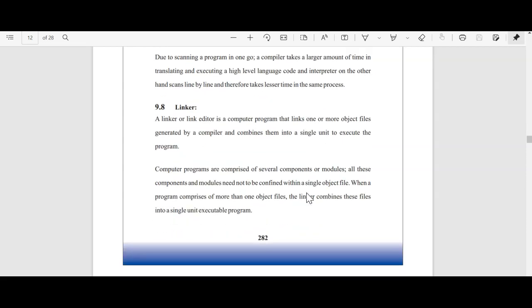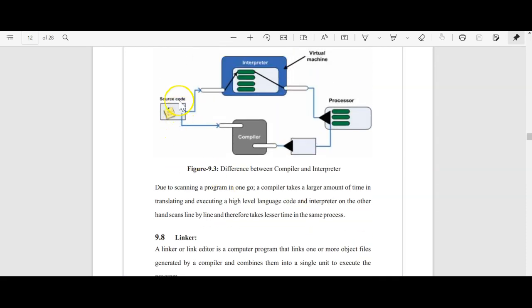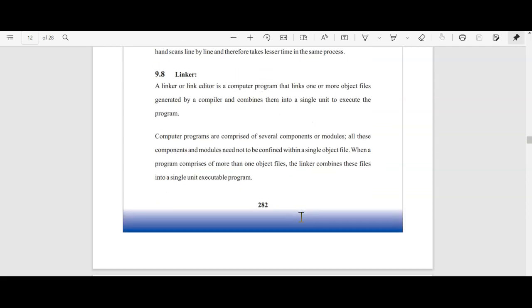So the linker is an additional thing. What is the linker doing? A linker is an editor of a computer program that links one or more object files to generate a compiled file, combining them into a single executable program. For example, when you write a program, after compiling or interpreting, it is executing the program. Because source code can have different sources, it is taking data from hundreds of files. So while the data is compiled or interpreted, finally it is making a single file which has all the object files, so that it is executable.